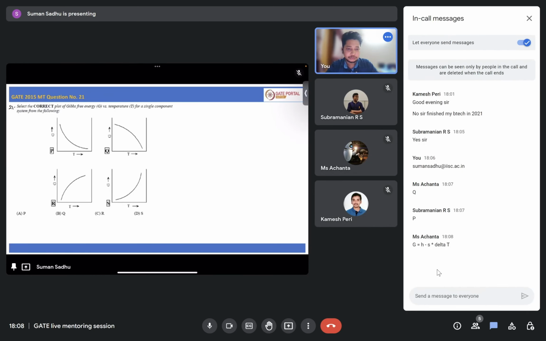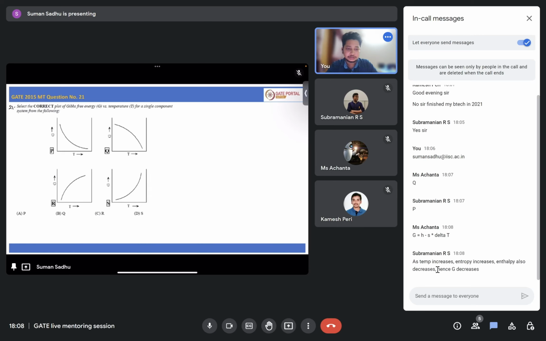Yes, so G is H minus T delta S. As temperature increases, entropy increases, enthalpy also decreases. Yeah, that is correct. Both of you are saying basically P and Q. If you see the two options, in both cases the free energy is decreasing, right? As you know, the expression for the free energy is H minus TS, right?